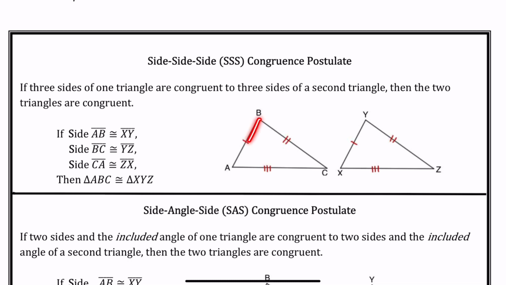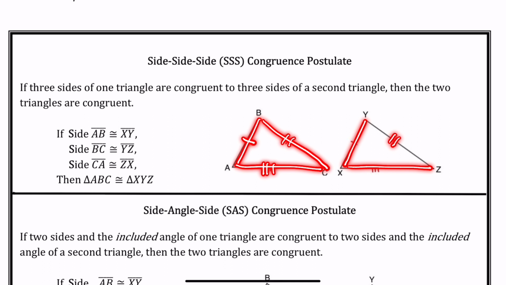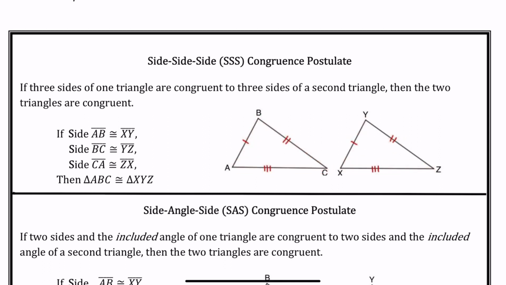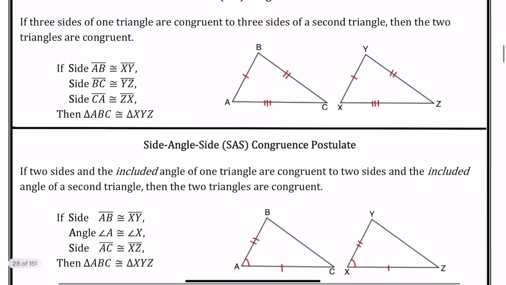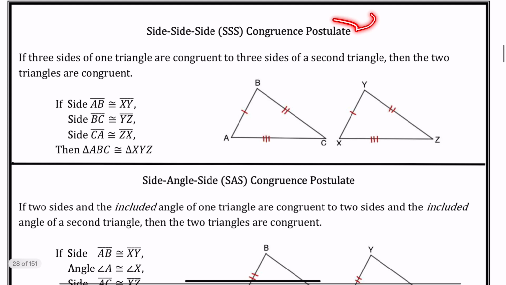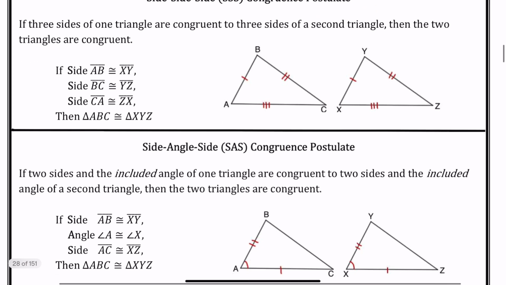If we have three sides that are all exactly the same as another triangle, then these two triangles have to be congruent. This is the side-side-side postulate. Now, postulates are things that we do not need to prove.